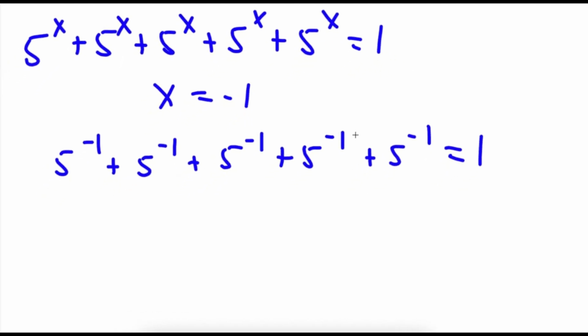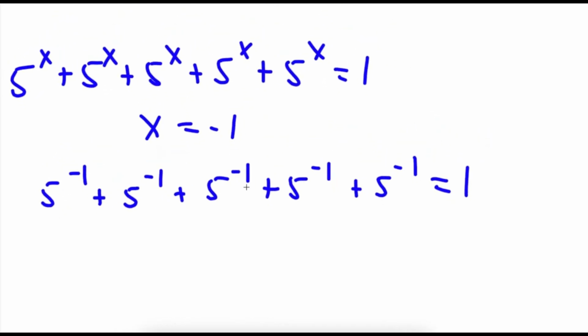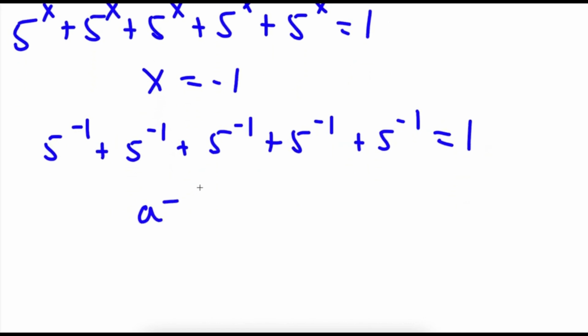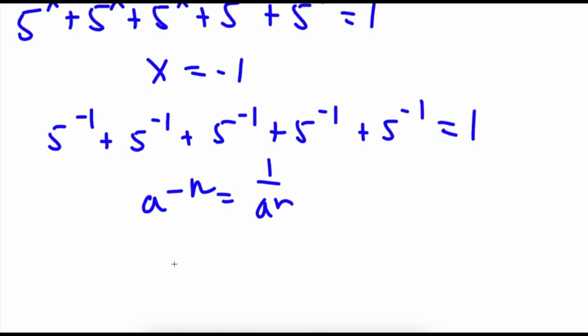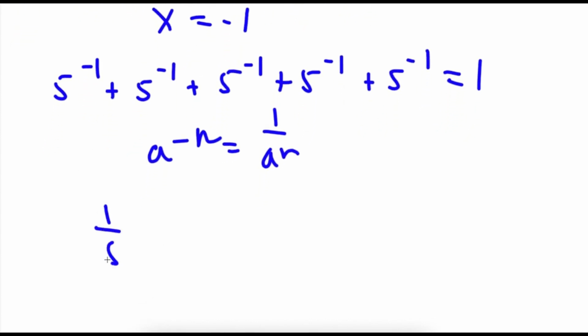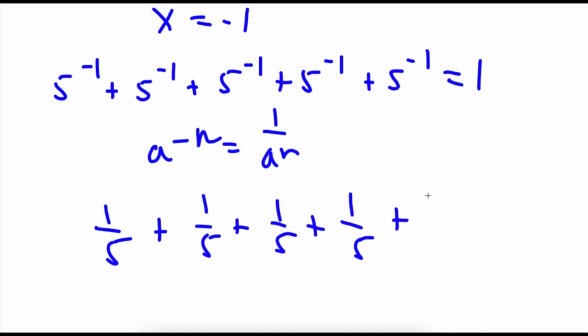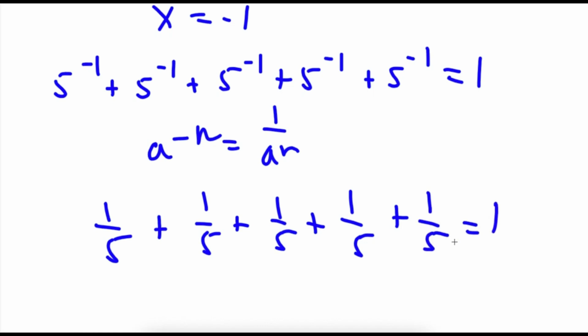Now this is equal to 1. Now remember, if I have something in the form a to the power of negative n, this is equal to 1 over a to the power of n. So 5 to the power of negative 1 would equal 1 over 5 plus 1 over 5 plus 1 over 5 plus 1 over 5 plus 1 over 5 is equal to 1.